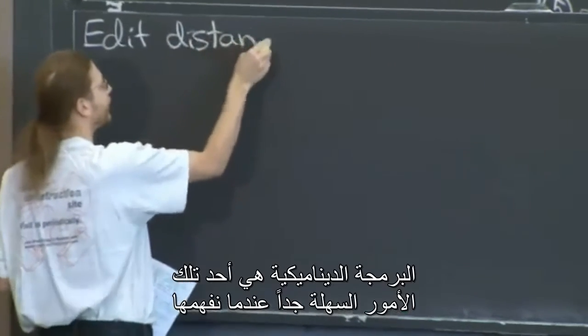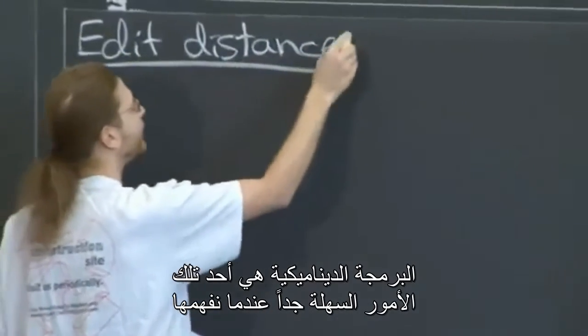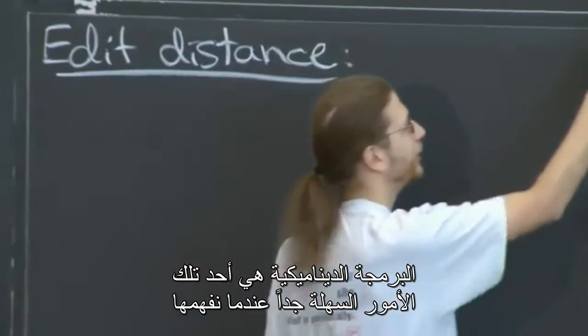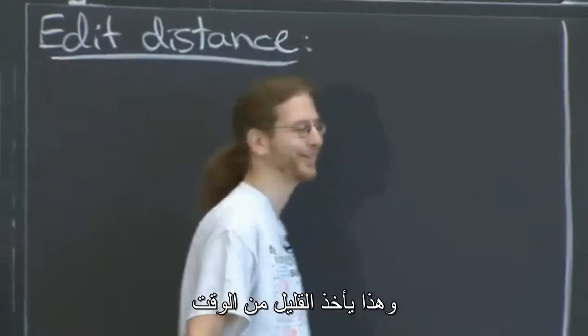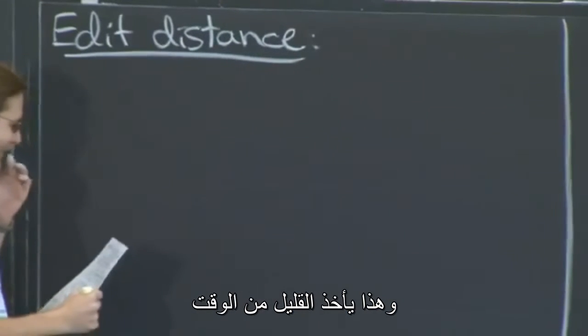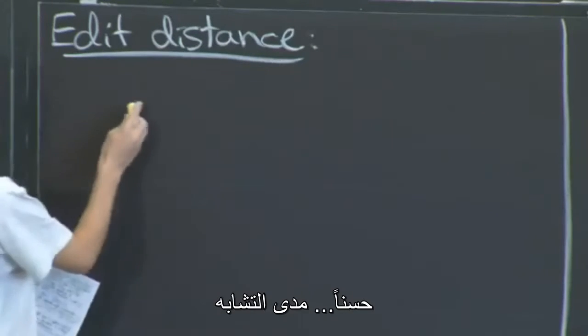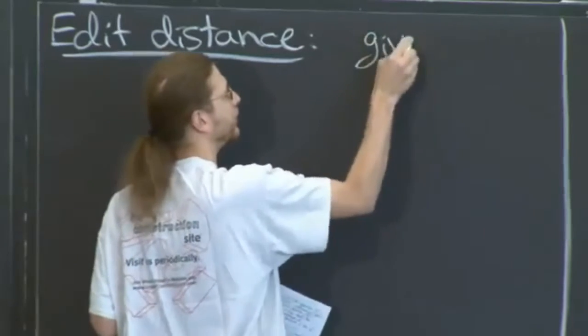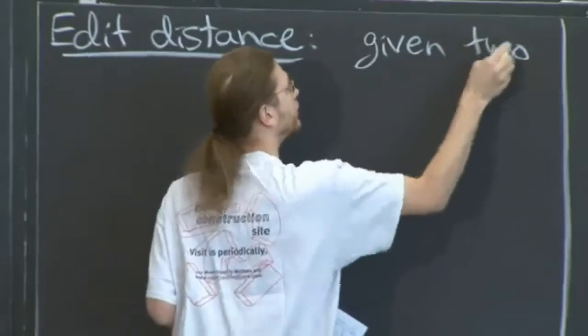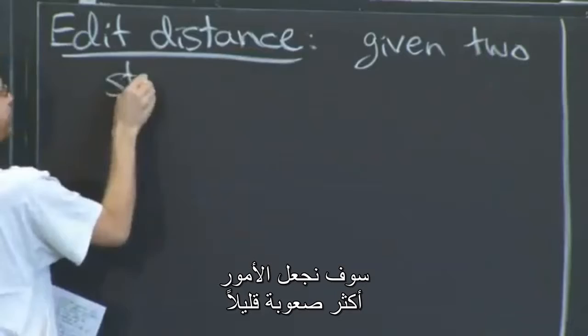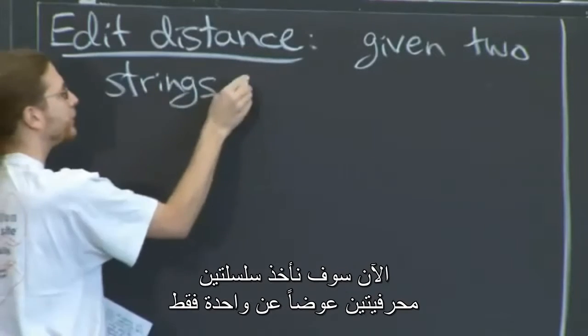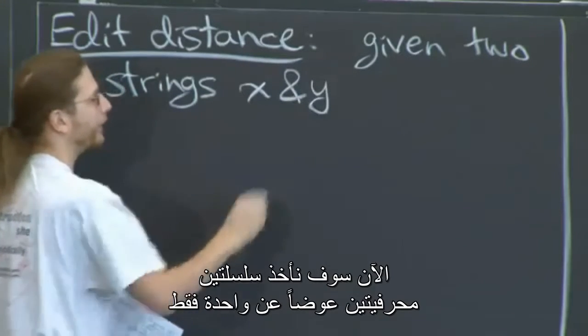Dynamic programming is one of these things that's really easy once you get it. But it takes a little while to get there. All right, so edit distance. We're going to make things a little harder. Now we're going to be given 2 strings instead of just 1.